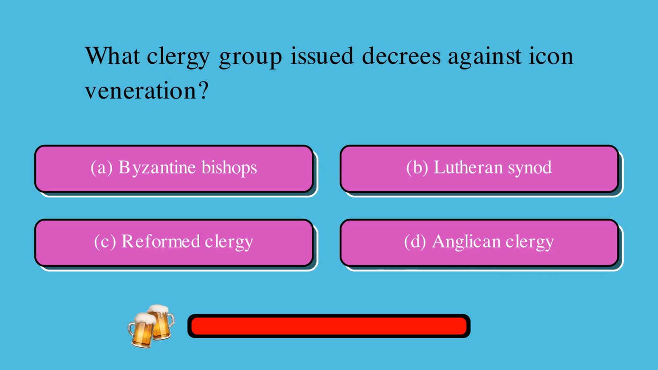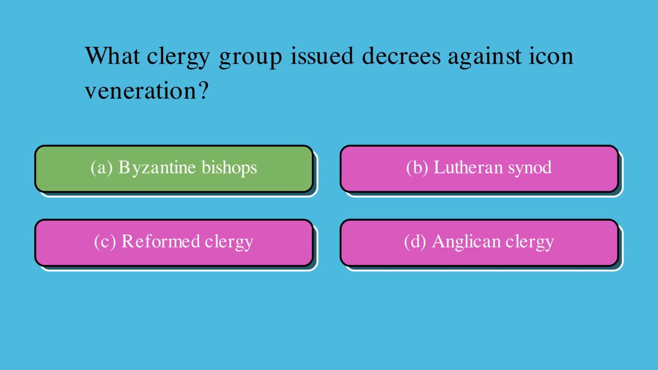What clergy group issued decrees against icon veneration? Is it A, Byzantine bishops, B, Lutheran synod, C, Reformed clergy, or D, Anglican clergy? The correct answer is A, Byzantine bishops.